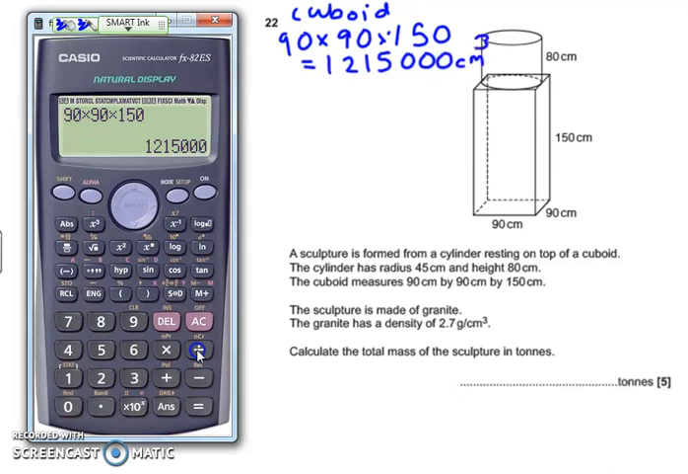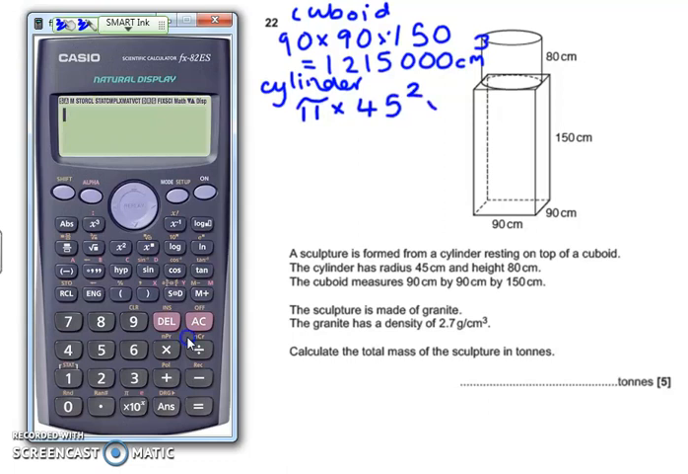And now we're going to find the volume of the cylinder. To find the volume of the cylinder, it's a prism with a circular cross-section. So we start by finding the area of that cross-section, the area of the circle. We all know that to find the area of a circle is pi r squared. Now be careful, we've got this width at the bottom here of 90, so that would be the diameter of the circle, so we're going to halve that to get 45. So we'll find the area of the circle by doing pi times 45 squared, and then when we've done that we'll times it by 80, which is the height of the cylinder.